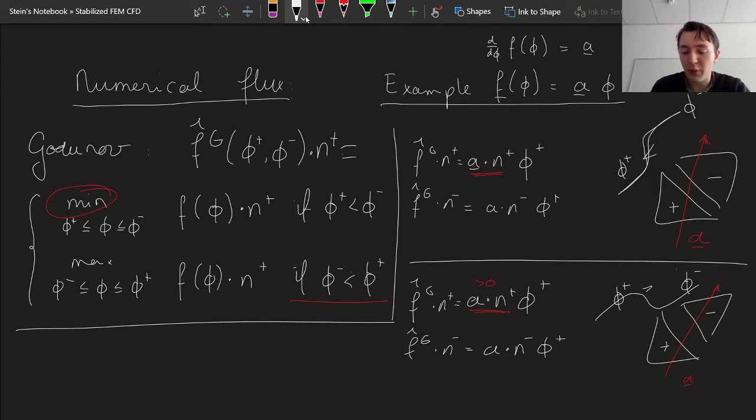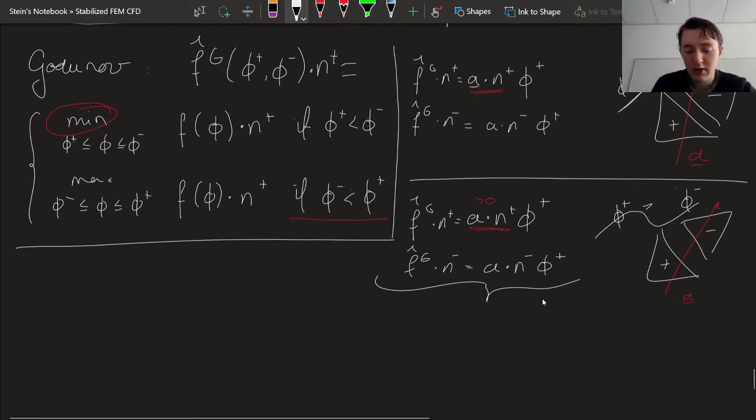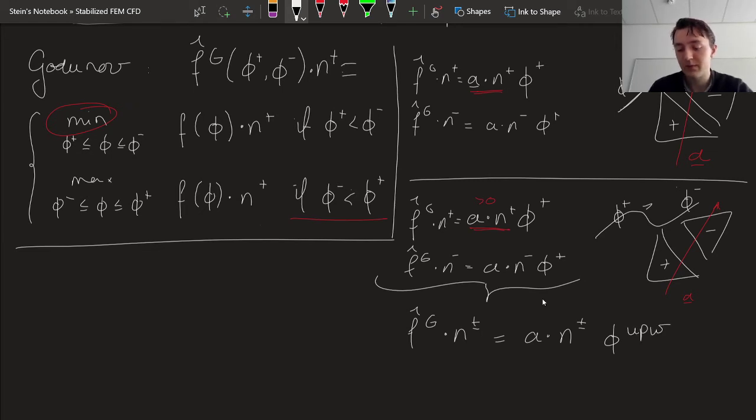So what do we see? Well, in both cases, irrespective of which concentration is higher, the upwind or the downwind one, we get an expression in the form of f hat g dot n plus or minus is going to be equal to a dot n plus or minus times phi upwind. And that's also what we saw for the Leibniz flux. That's also what we wanted to be for the linear advective diffusion case. We get an upwind flux.